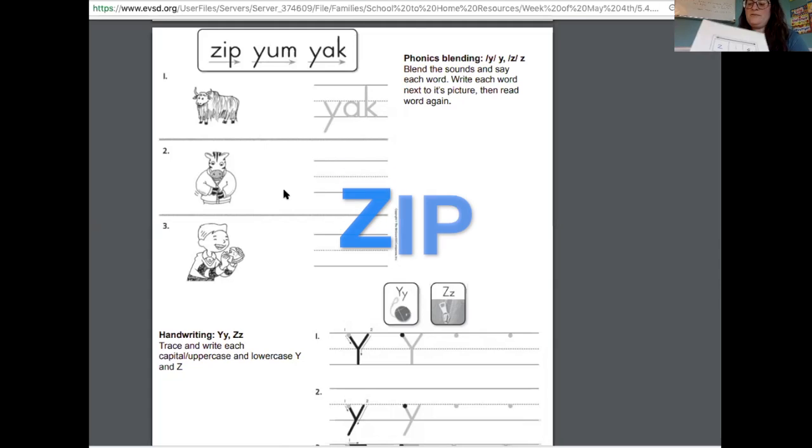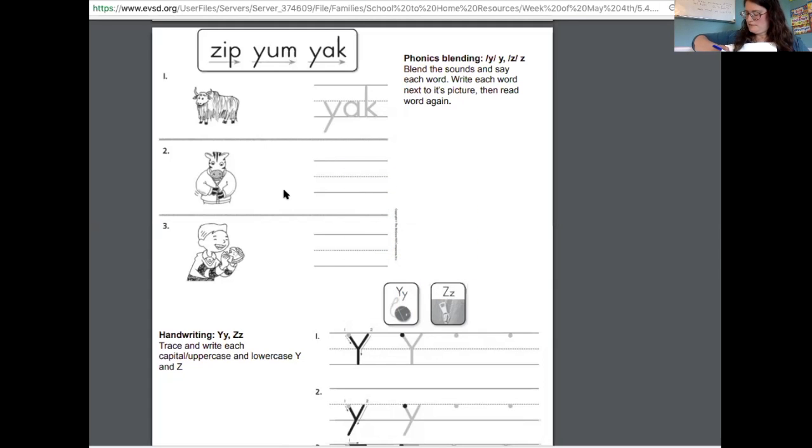zip. Oh, I've got it upside down. Try it again. Z. Oh boy. Let me try that again. I got a little distracted. Sometimes adults get distracted too.